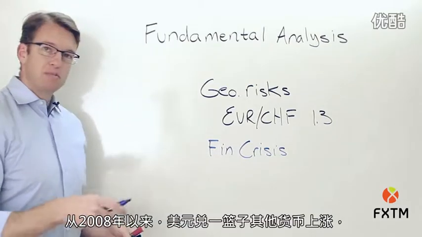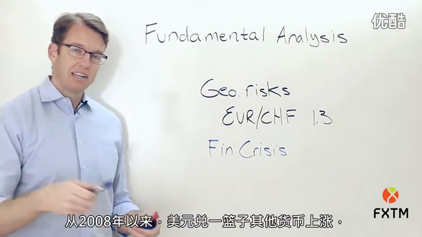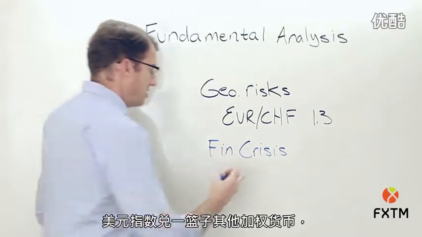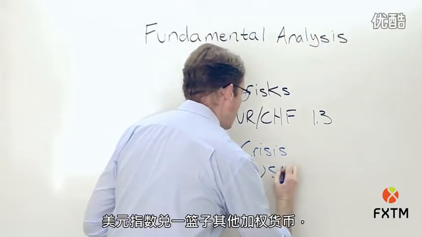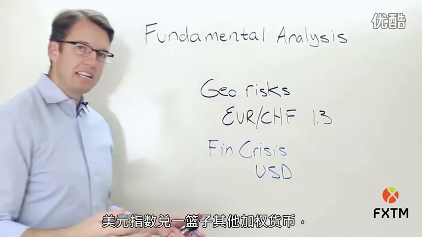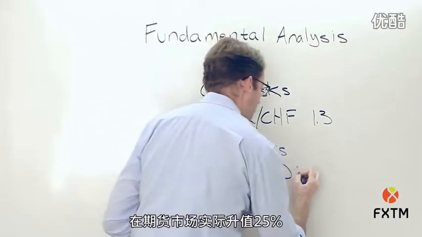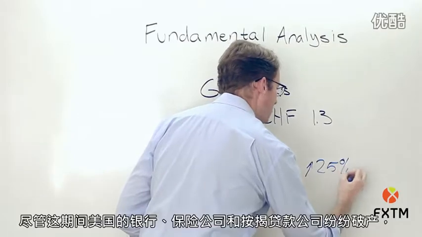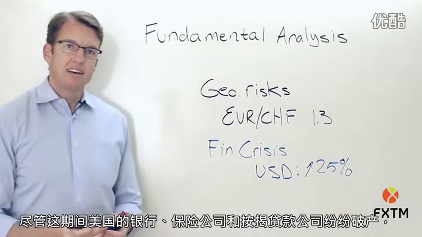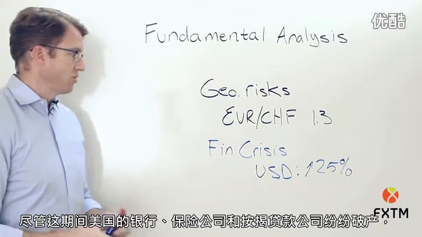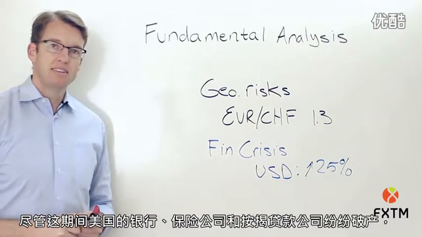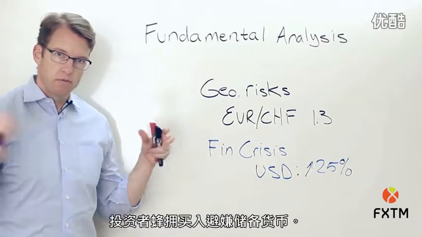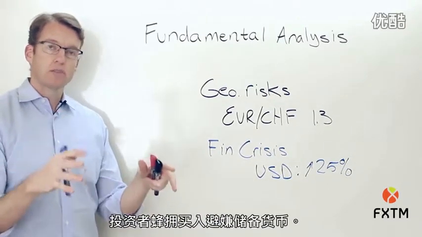So during that time, from 2008 on, until things started to cool off a little bit, the dollar itself, if we look at it just as an index, so against a weighted basket of other currencies in the futures market, it actually improved in value by about 25%, despite the fact that there were banks and insurance companies and mortgage companies and so forth that were all going out of business at the time in the US. But because that crisis was spreading around the world, investors were flocking to the safe haven reserve currencies.